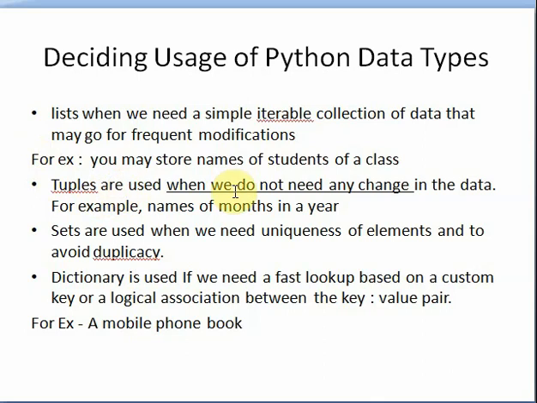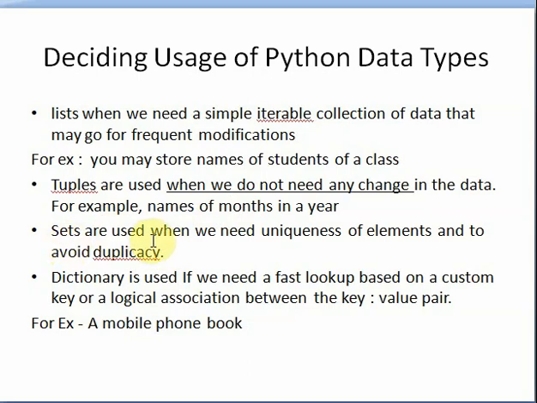Tuples are used when we do not need any change in the data. For example, name of months in a year. As tuple is immutable data type, you can store data items permanently. So, if you want to store name of months which are 12 in a year, it is not going to change. You are not going to add more months, or you don't want to delete month from tuple. So in that case you can choose data type tuple.